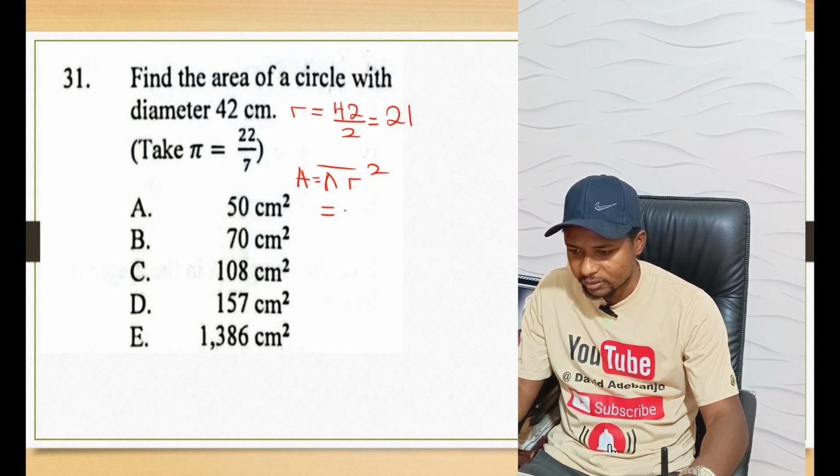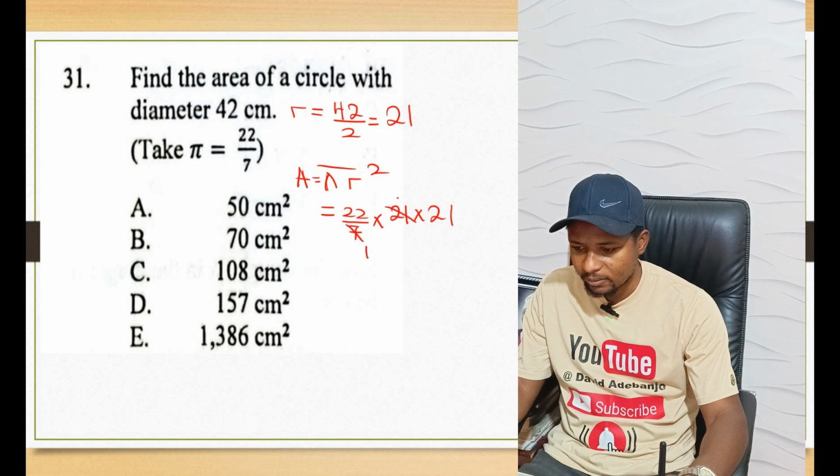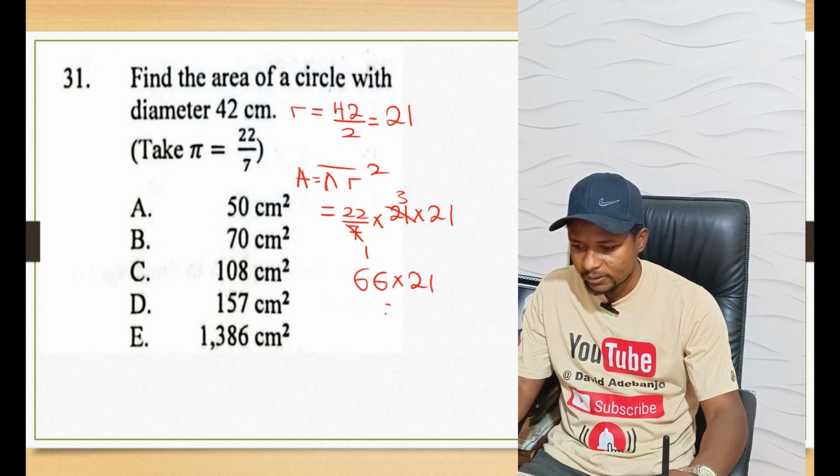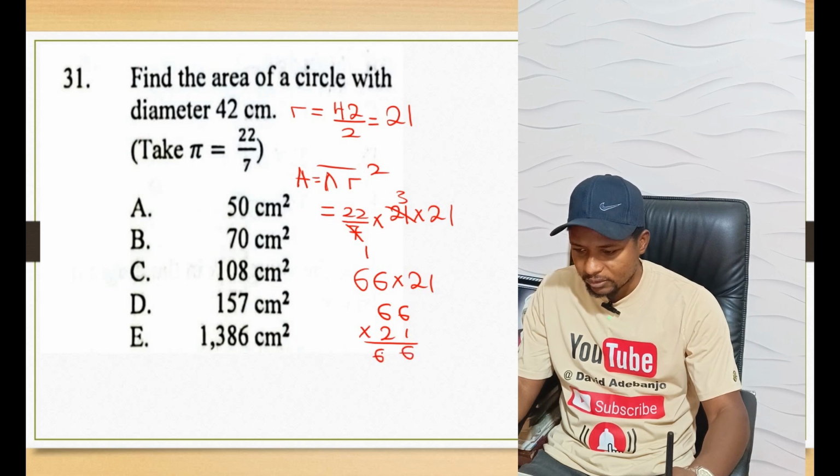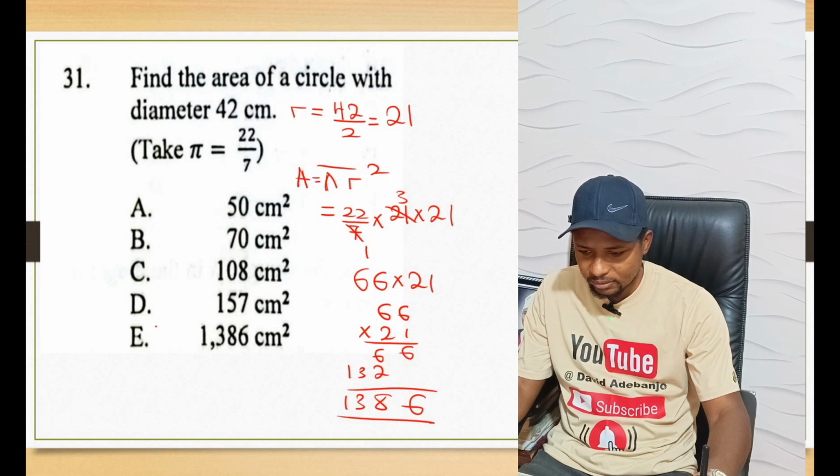We're asked to take pi as 22 over 7 times radius squared, which means radius times radius, so that's 21 times 21. Take note, 7 here goes 1 time, 7 here you have 3. So you can multiply 22 times 3, that will give you 66, times 21. 66 times 21 gives 1386. So the option to that question is E.